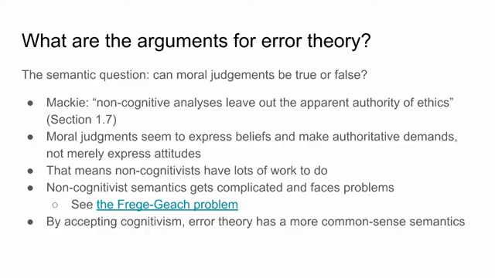There's a lot of heavy lifting involved there, because you have to account for why the surface experience, the surface semantics, is actually wrong. And so what this means is that non-cognitivist semantics quickly gets very complicated and also faces some problems. The Frege-Geach problem is not something I'll go into, but it's one of the most prominent problems faced by non-cognitivist semantics. Basically it has to do with the meaning of moral judgments when they're embedded in certain propositions, like conditional propositions, versus when they stand alone. But suffice it to say, there are a lot of technical issues here, and that means that error theory has a certain strength that is derived from its cognitivism, which is that it just has a much more common sense semantics.